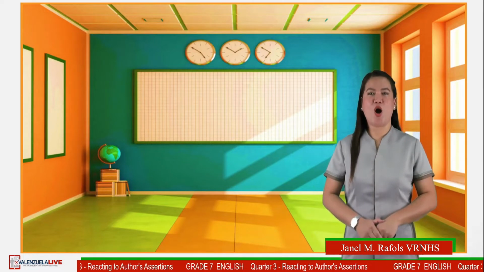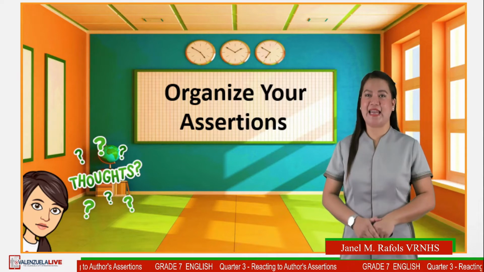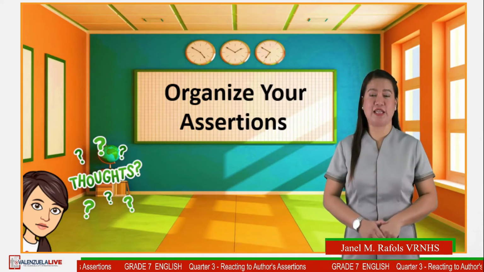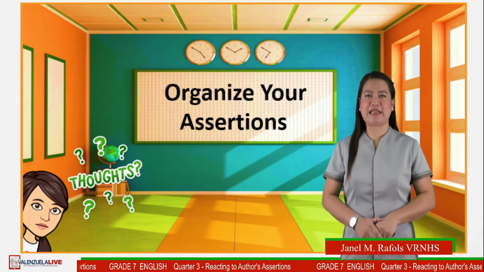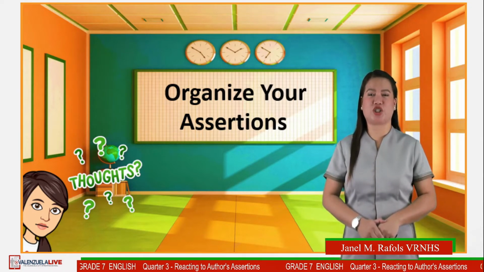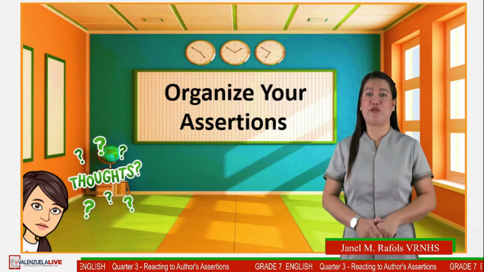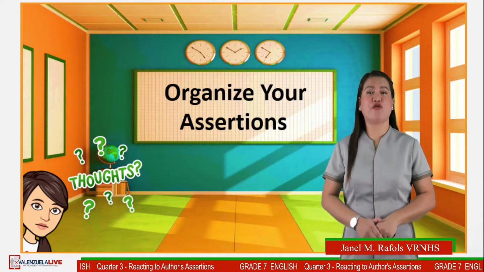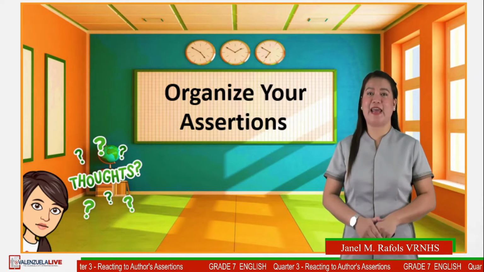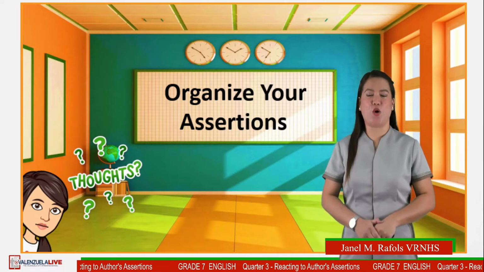Second, organize your assertions. A literary analysis may have multiple assertions, but all assertions must relate to the main thesis or central claim in the introduction. Make the topic sentence of each body paragraph an assertion related to the proposition. Follow with evidence from the text and explanations to support your assertion.